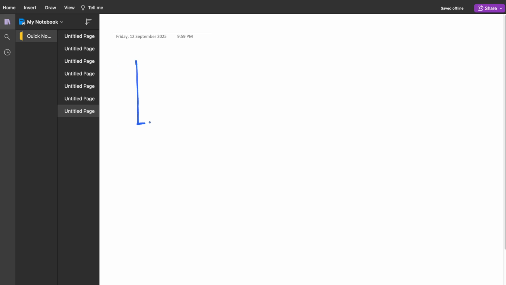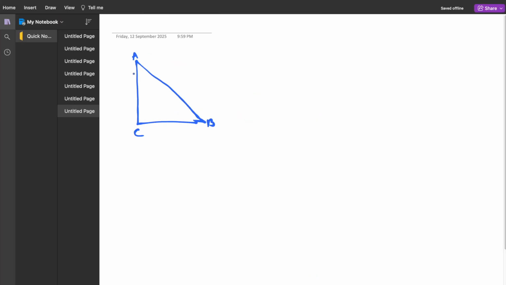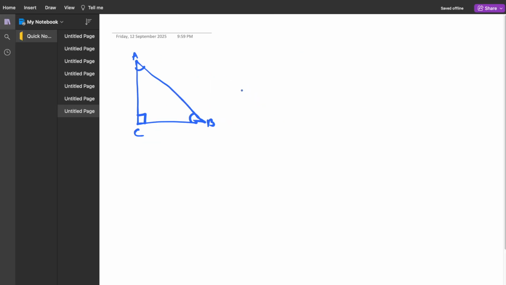Let's first try a right angle triangle ABC. Here it says angle A and angle B are acute angles, and C will be our right angle. And also he said that cos A is equal to cos B. This is given. We need to show that angle A is equal to angle B.